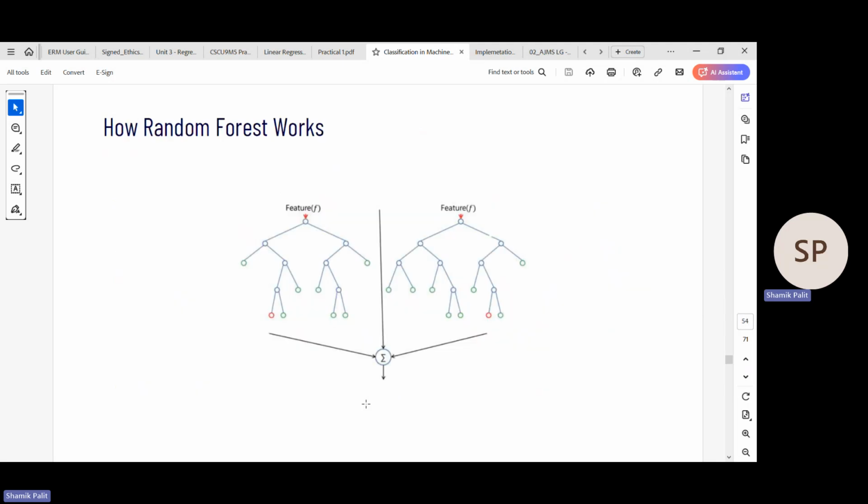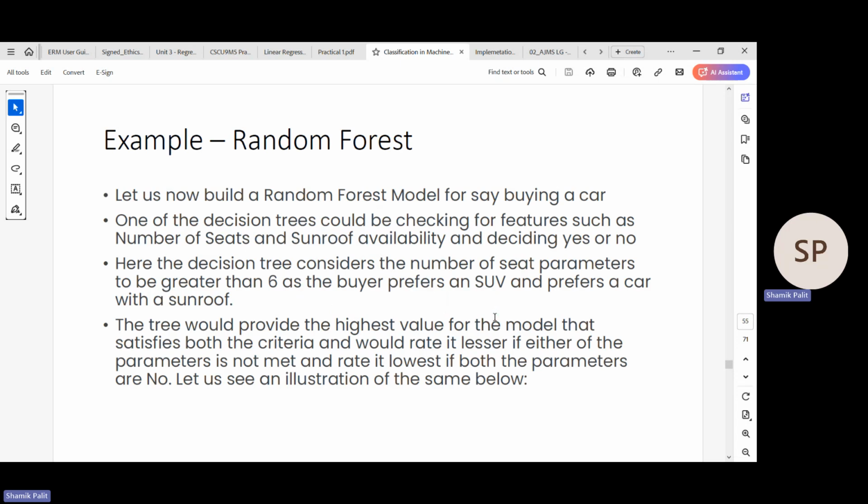And this is the diagram. As you can see, there are two decision trees we have used, and ultimately we have taken the average of these two decision trees to figure out how the results can be predicted.